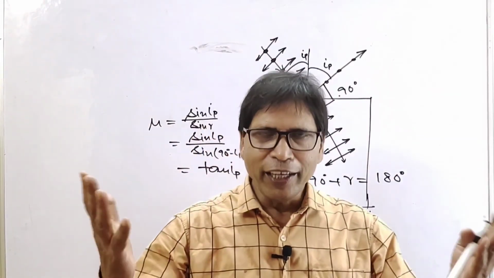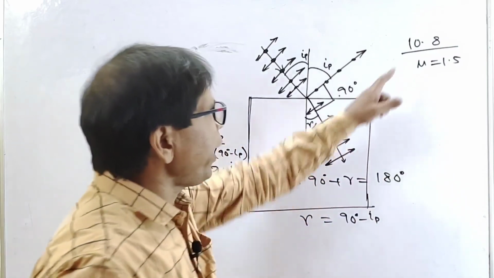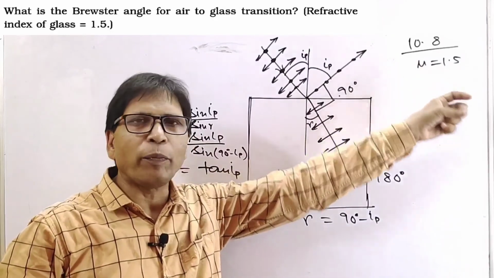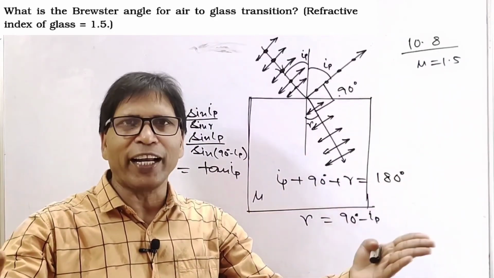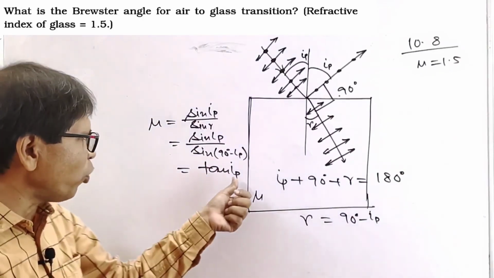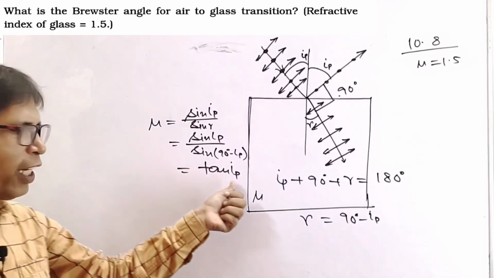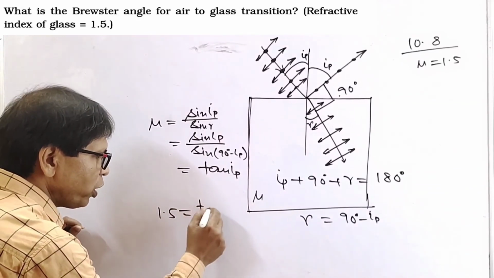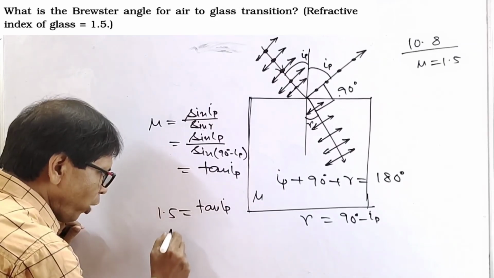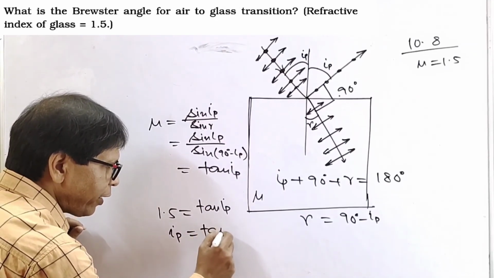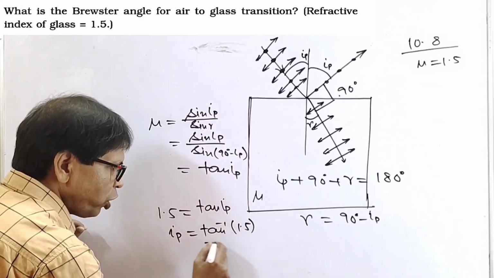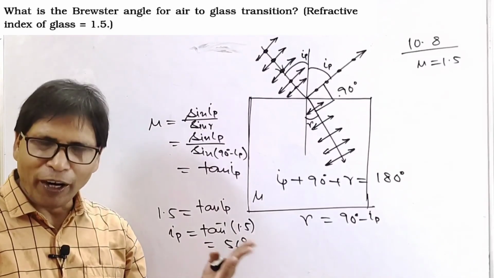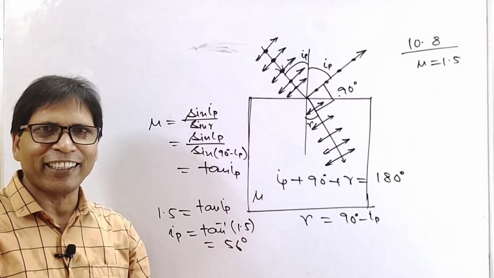Okay, now a numerical. NCERT numerical 10.8: mu equals 1.5, we have to calculate the Brewster angle. The Brewster angle is equal to IP. As mu is given, we can easily calculate the Brewster angle. From here, tan IP equals 1.5. Therefore IP equals tan inverse 1.5, which is almost 56 degrees. So the Brewster angle or polarizing angle is 56 degrees.